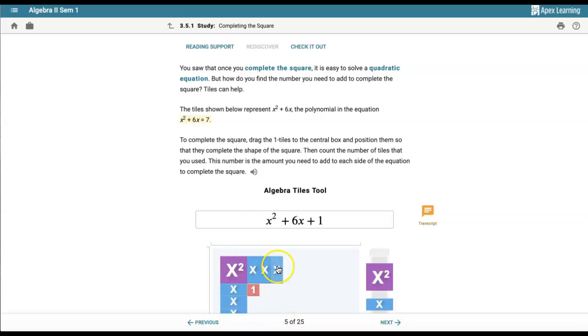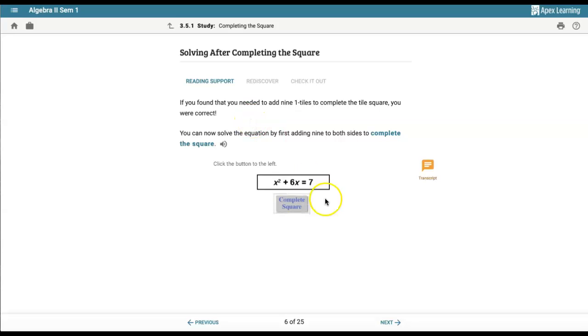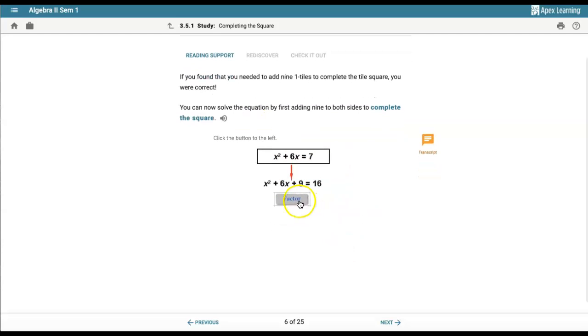Okay, I have to add 9 to make this a square. But again, I have to add 9 to the left side and I have to add 9 to the right side. So when I do that, I add 9 to both sides, right? That then completes this left-hand side. So this square is now complete. Okay, and that gives me x plus 3 squared equals 16.